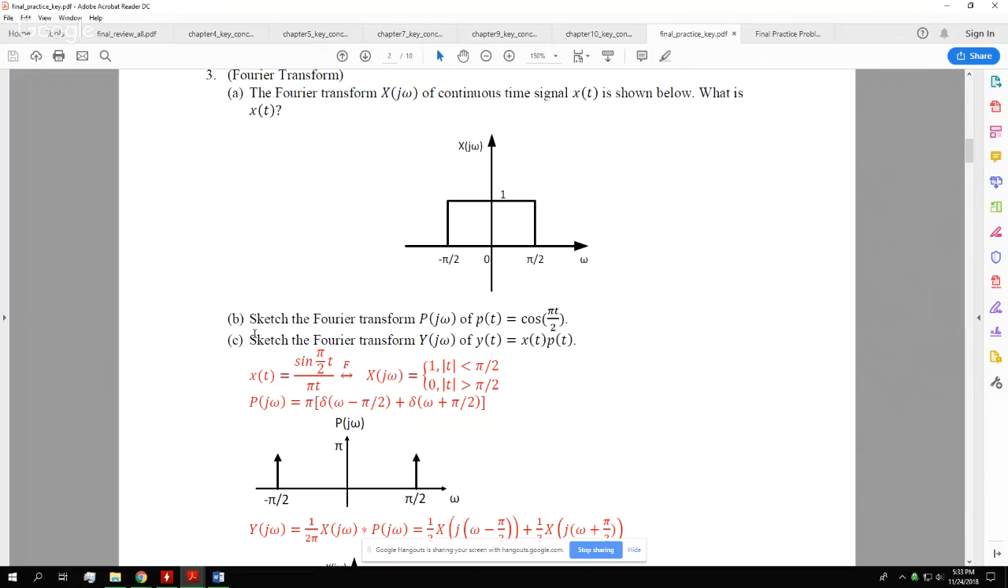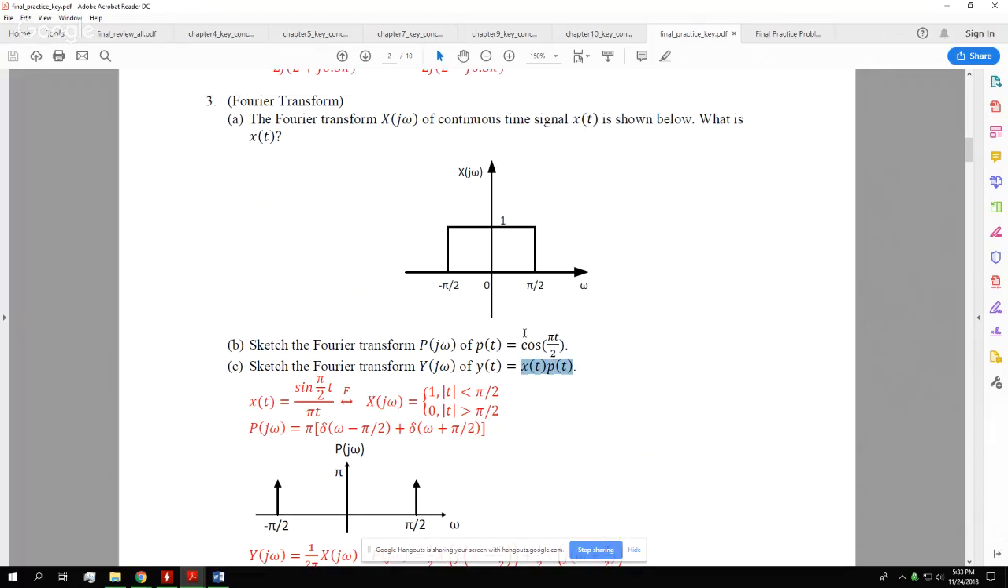Now part C, I think it gets even more complicated. Part C wants us to sketch the Fourier transform Y of j omega if y of t equals the product of x of t and p of t. So we had to figure out x of t in part A, and then we were given p of t in part B. So we need to multiply them together and see what happens.